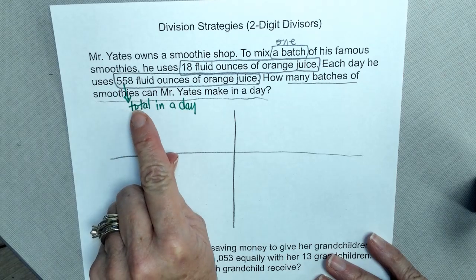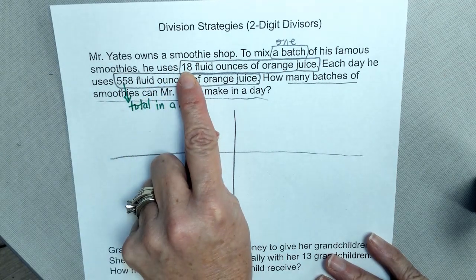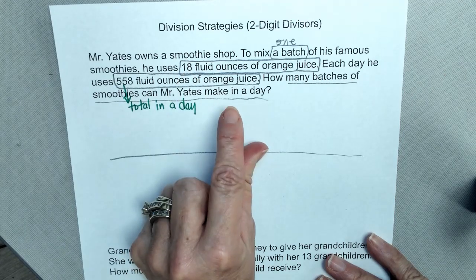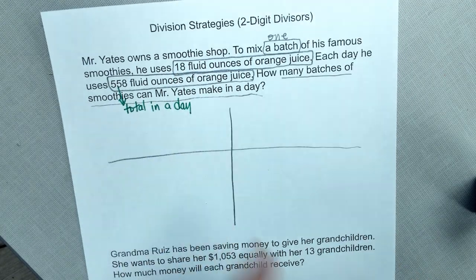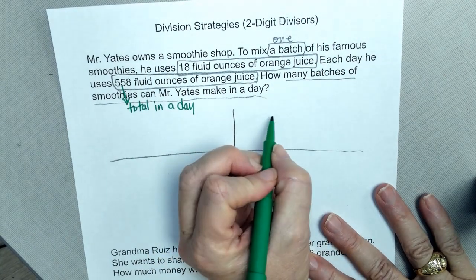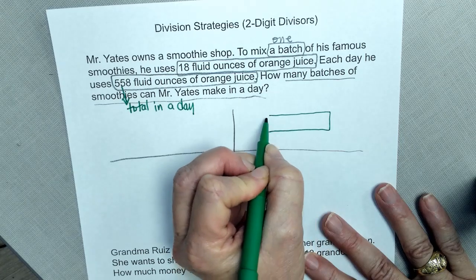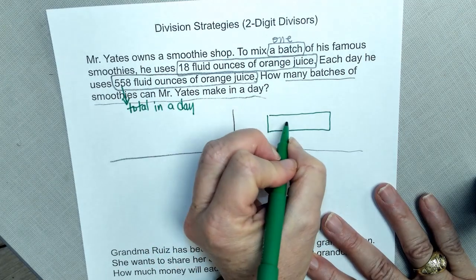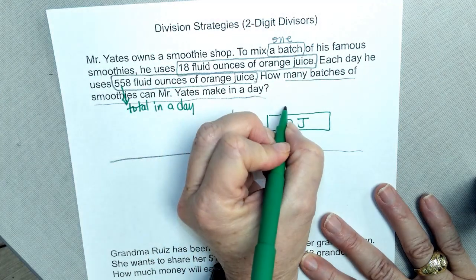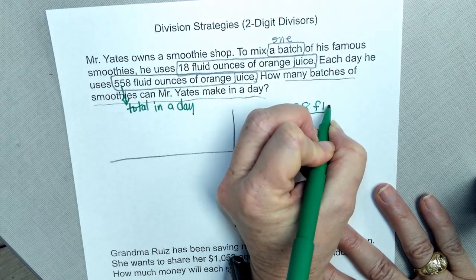So if we know the total and we know that he uses 18 every time he makes a smoothie, then let me draw a picture to kind of organize my thoughts. So here is all of the orange juice. So this box is going to represent the orange juice, and the orange juice that's represented is 558 fluid ounces.